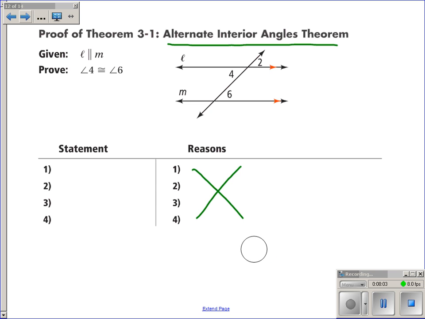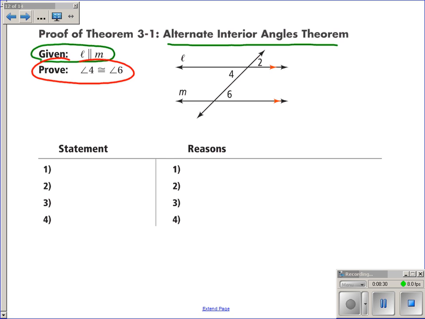Okay, now let's talk about the theorem: if the lines are parallel, then the alternate interior angles are congruent. Okay, that hypothesis part, if the lines are parallel, is where our given comes from. Okay, the lines are parallel. The then part, or the conclusion of that theorem, is that the alternate interior angles are congruent. So in our prove statement, 4 and 6, we are proving that they are congruent.